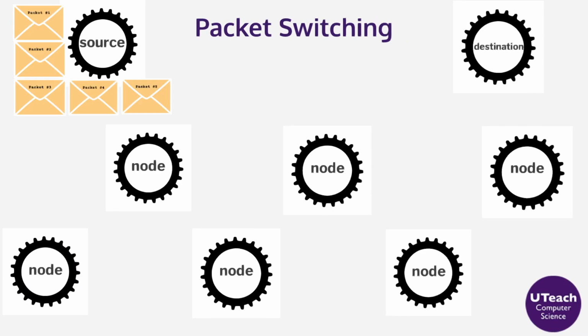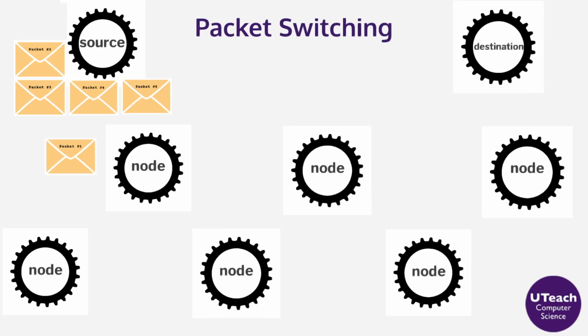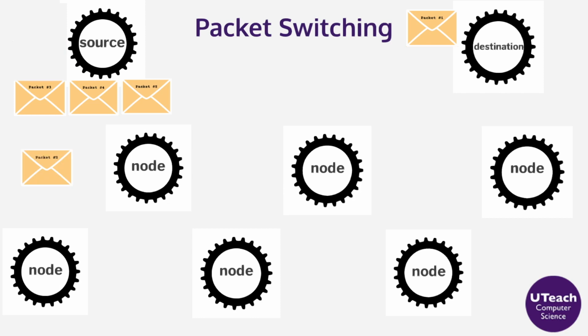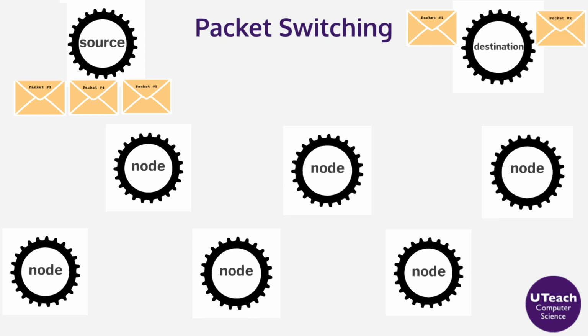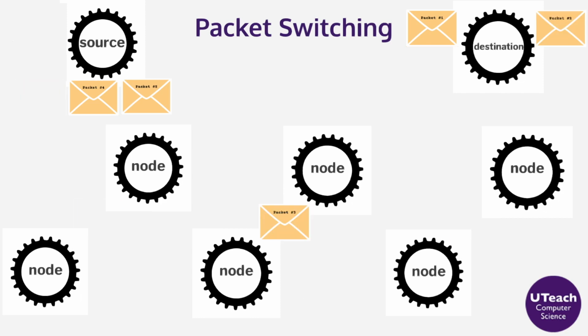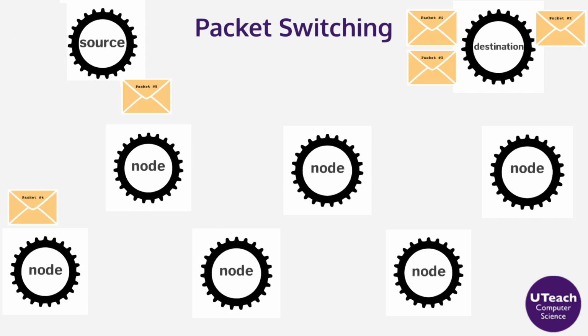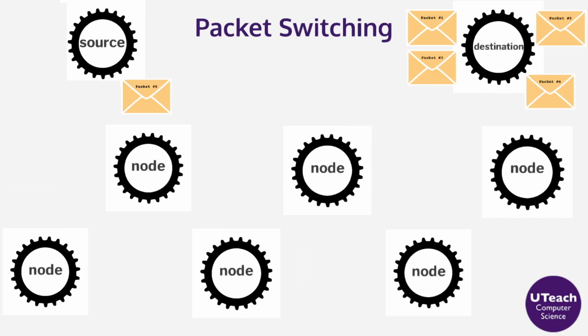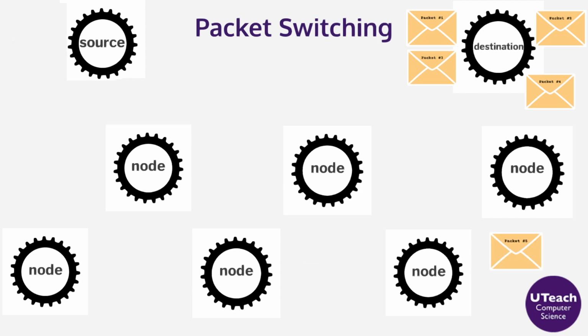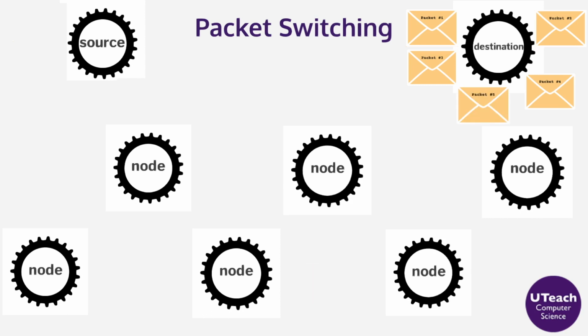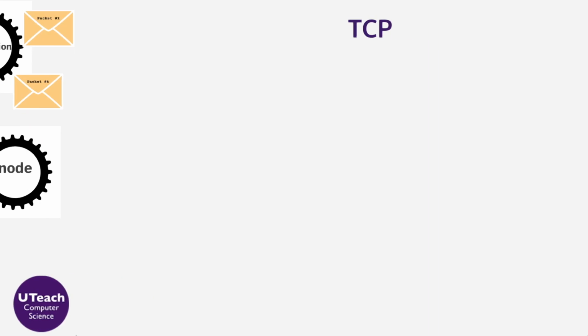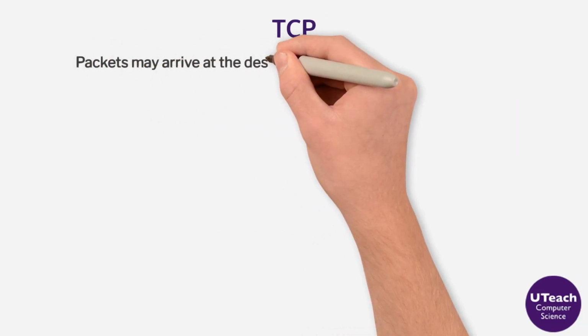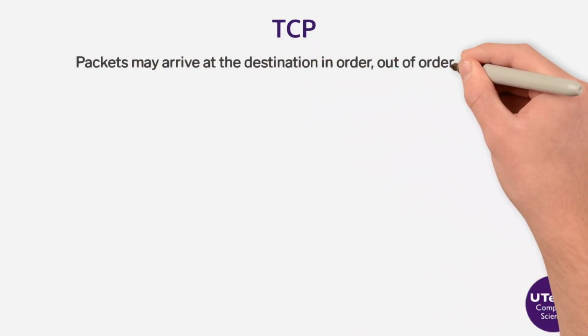By sending the larger document as many smaller pieces, each piece can be routed along the most optimal path at that moment. Together, these advantages of packet switching serve to improve the speed, efficiency, and reliability of the communication network. Packets may arrive at the destination in order, out of order, or not at all.